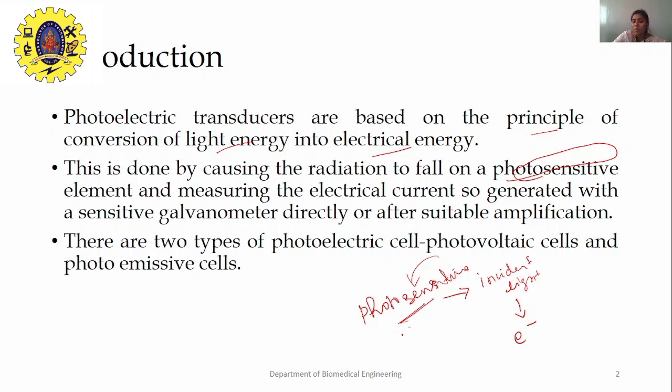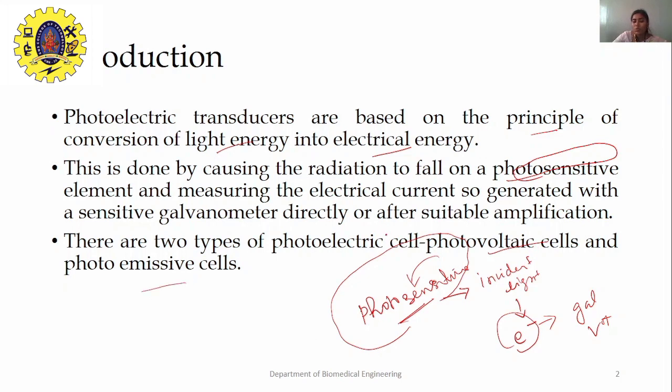This is the main element which is added in the transducer. So what is the main element? It's the photosensitive material. When any radiation falls on its surface, the light radiation gets converted into equivalent electrons. These electrons are then recorded or measured using a galvanometer or a voltmeter. The photoelectric cell, that is the photoelectric transducer, is majorly classified into two types: photovoltaic cells and photoemissive cells.